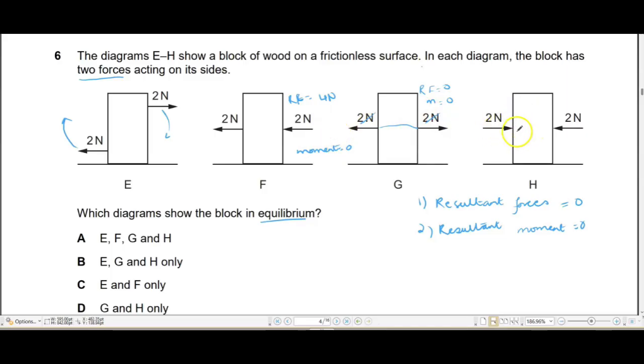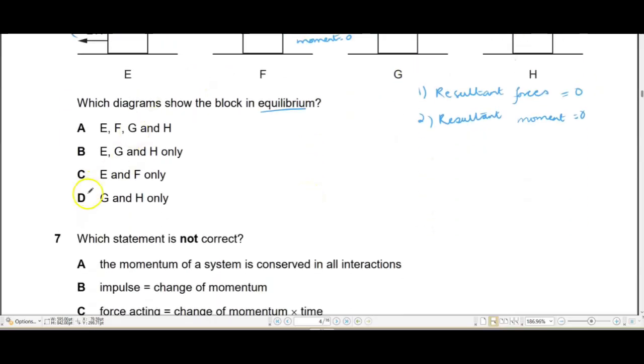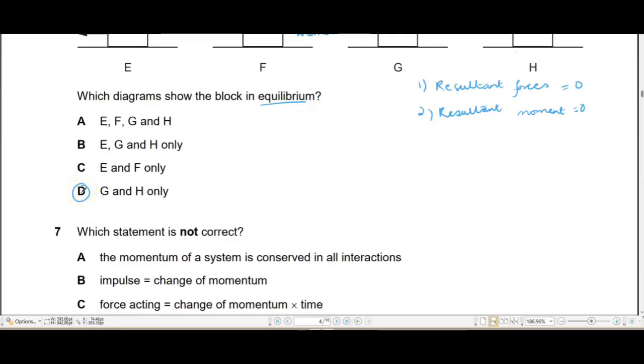And over here again, the two forces are acting in the same line, and one is acting in this direction and the other is acting in this direction. So they are forces of equal magnitude acting in the opposite direction. So resultant force over here is 0, and moment over here is 0 as well. So G and H are two blocks that would be in equilibrium. So D is going to be our correct option.